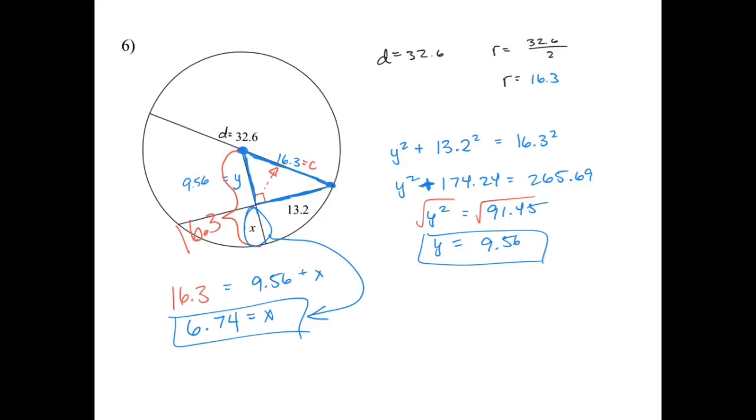Alrighty guys, I know that was a whole lot of math and a whole lot of calculator usage, but we're doing the Pythagorean theorem, and we're using some of the properties that we learned about tangent lines, and chords and radii.